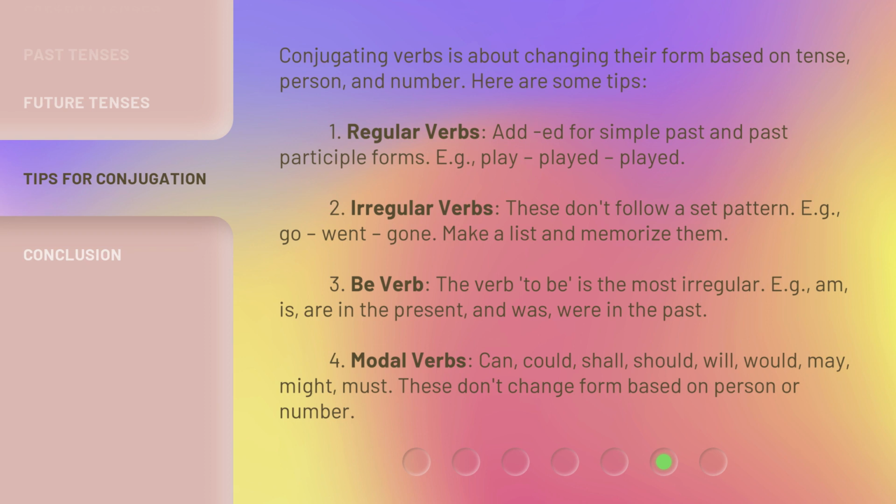4. Modal verbs. Can, could, shall, should, will, would, may, might, must. These don't change form based on person or number.